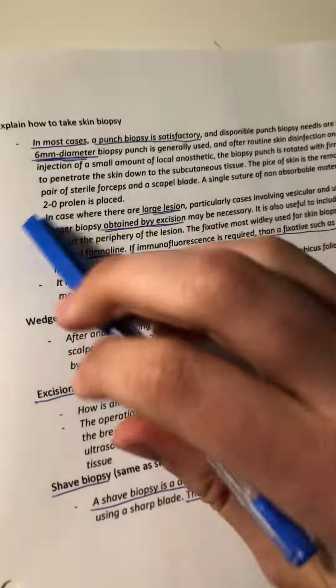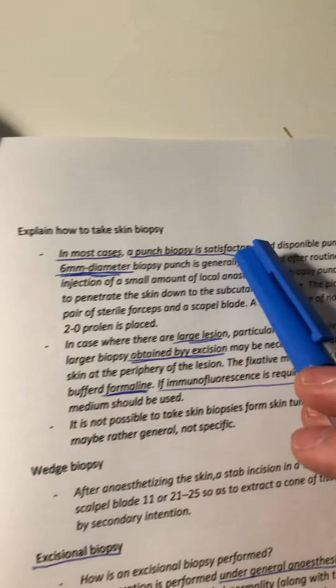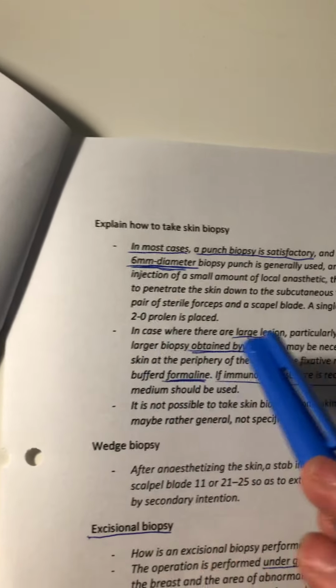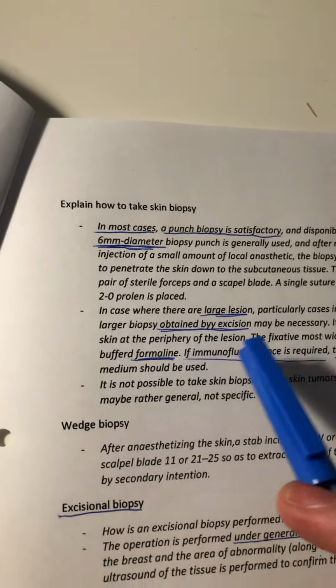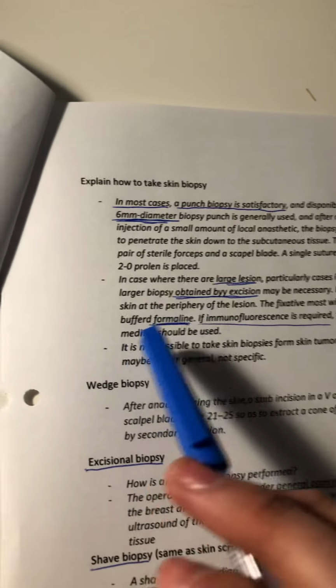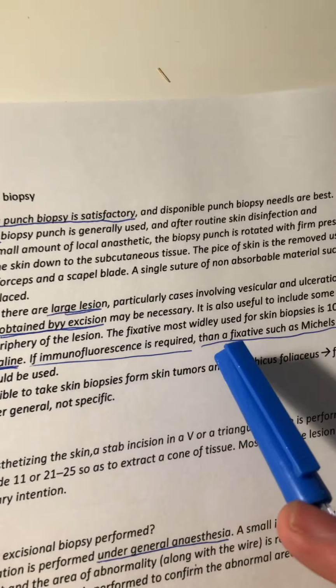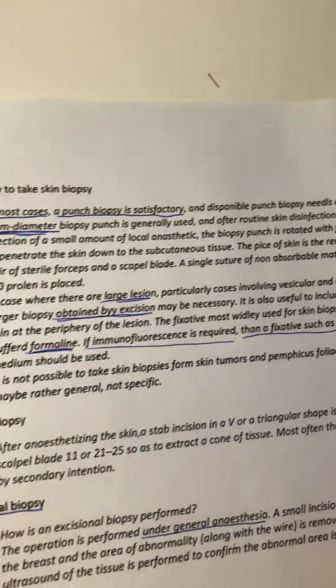So how to take a skin biopsy. In most cases, a punch biopsy is satisfactory. Use a 6mm diameter biopsy punch. And in the case of a large lesion, it can be obtained by excision, and the samples are put in 10% formalin. And if immunofluorescence is required, then fixatives such as Michel's should be used.